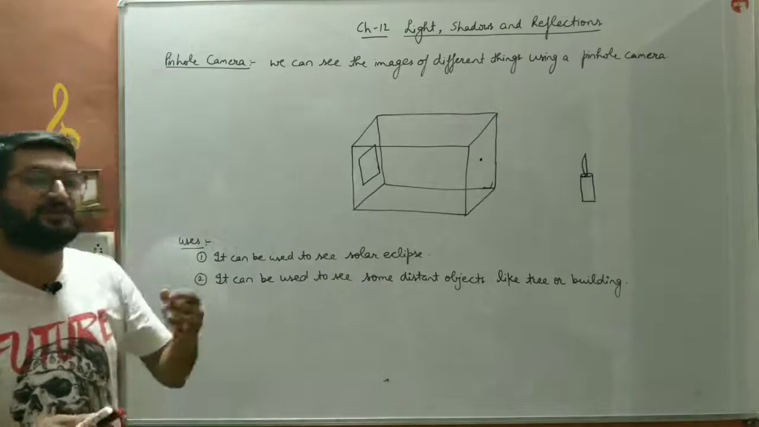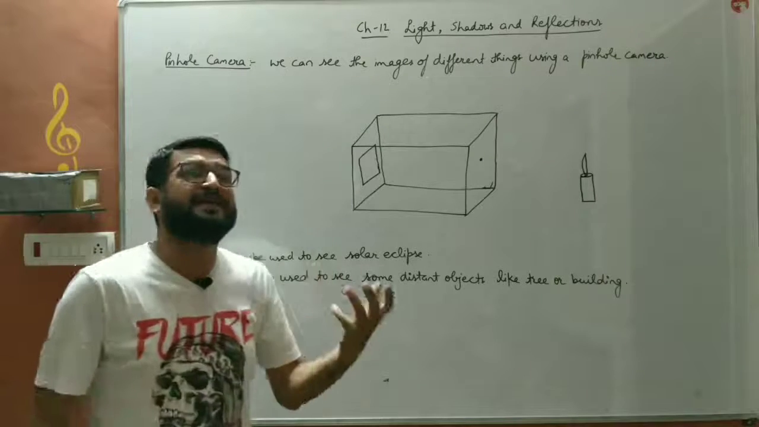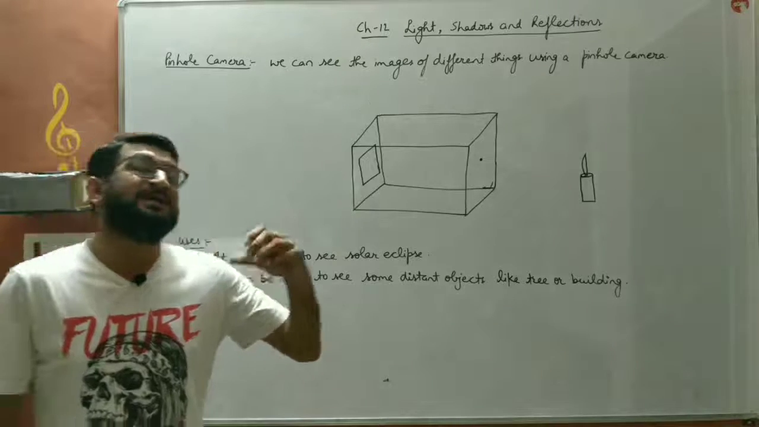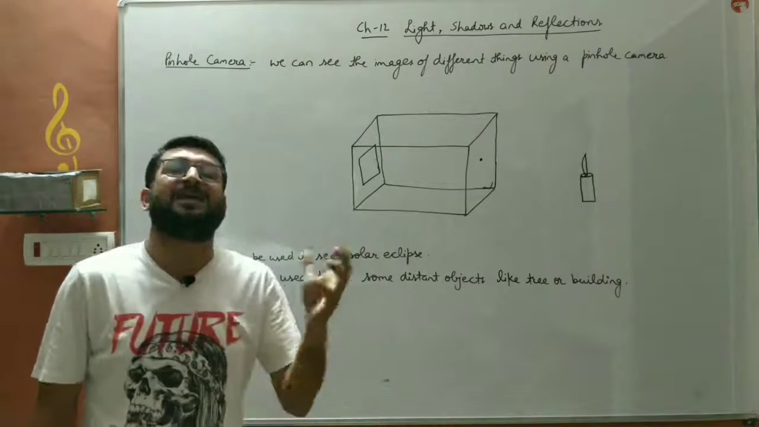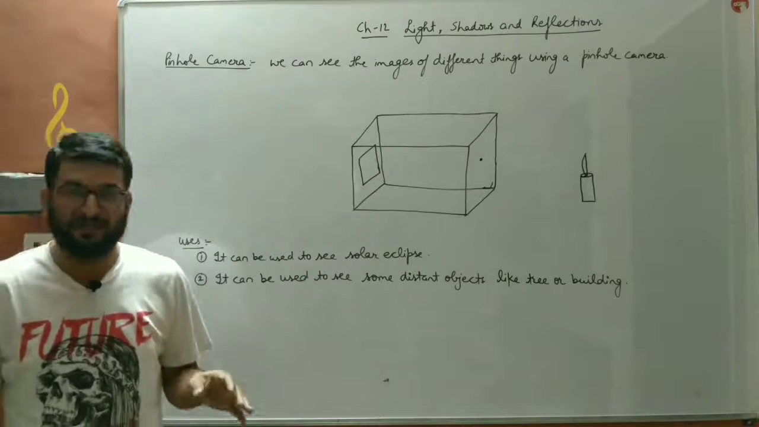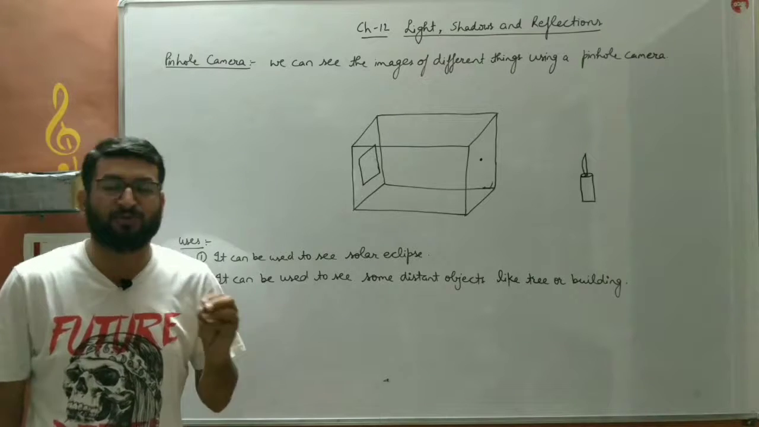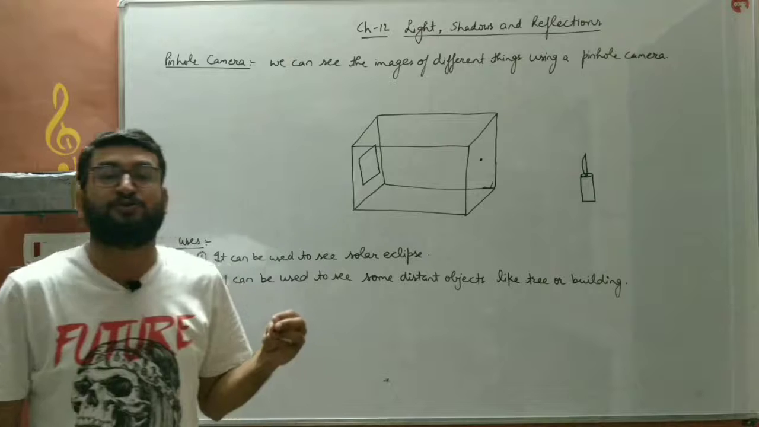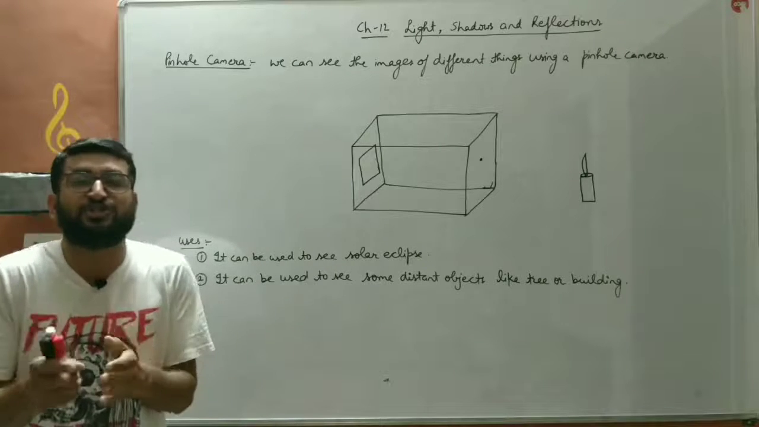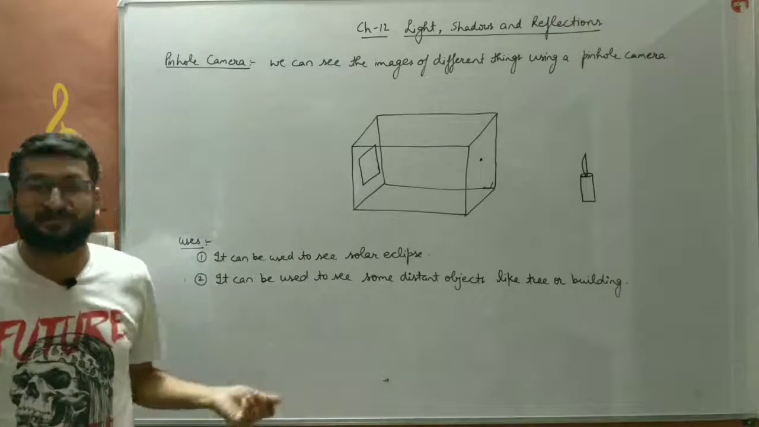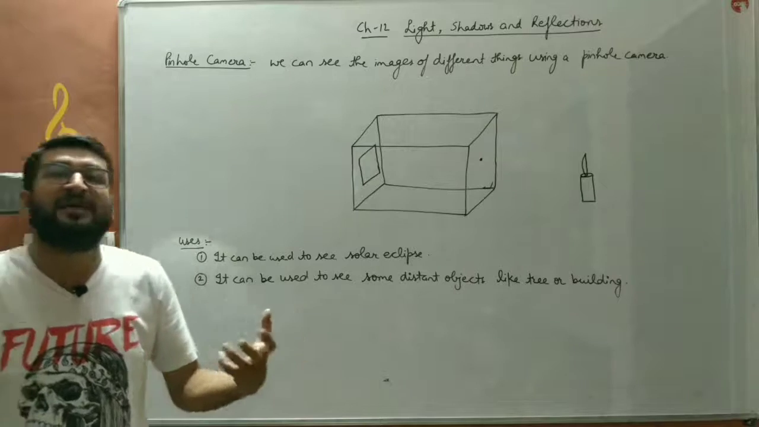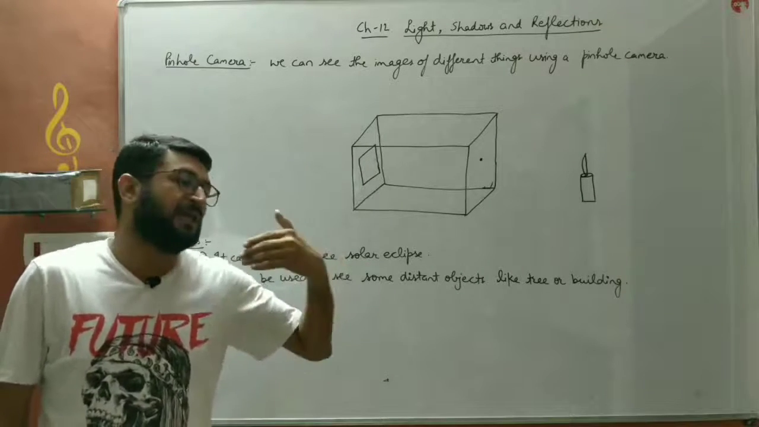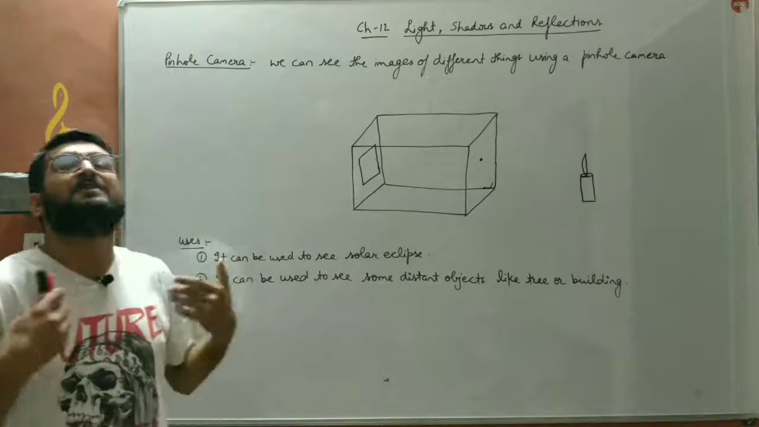Then we discussed the different sources of light on the basis of their origin. They are of two types. One, the natural sources of light, and the other ones are artificial or human made. The natural sources of light are the sources which are present in nature, and the artificial sources of light are the sources which are made by human beings. So these are the sources of light on the basis of their origin, that is, they are present in nature or we made them.